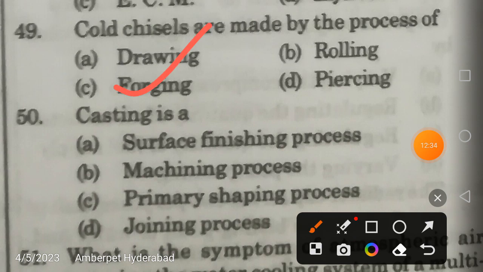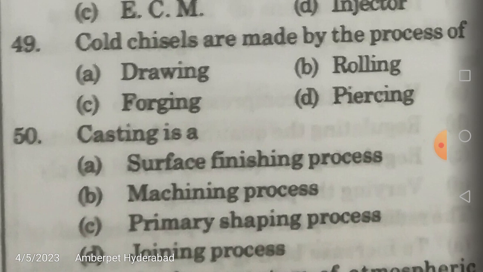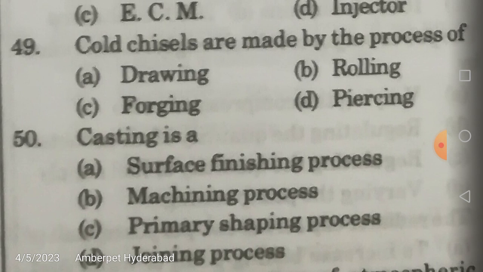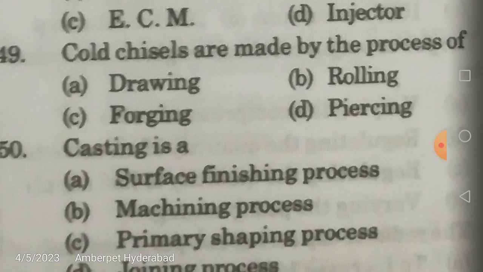Forging is also a very important operation where we need uniform density mechanical components, because that particular bar or billet is subjected to compressive force. So there is no question of any defects in the forged parts, and the stress distribution will be uniform, and the density of the components produced by the forging process is very high. So cold chisels are made by the process of forging.